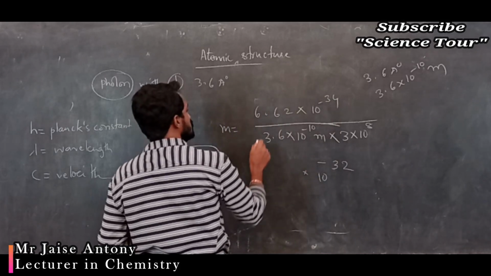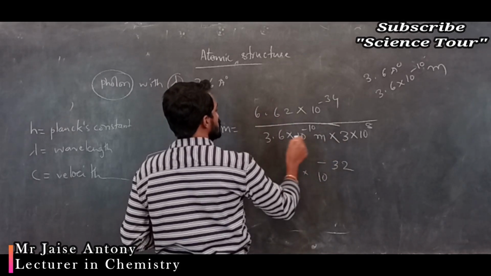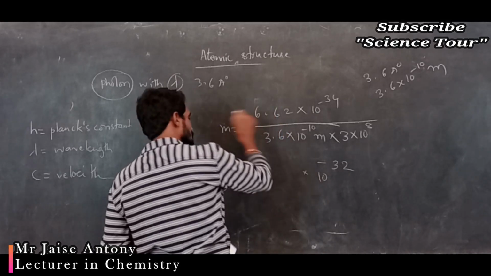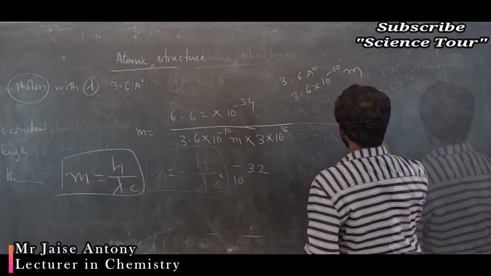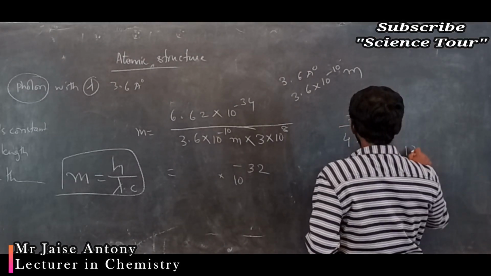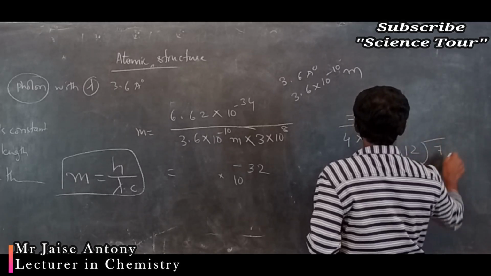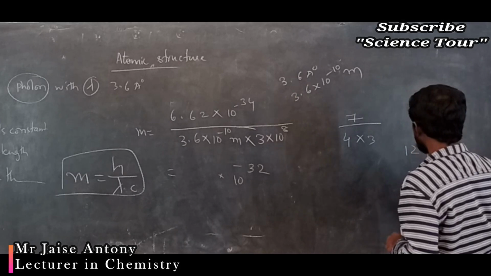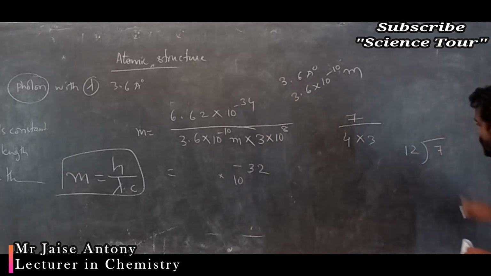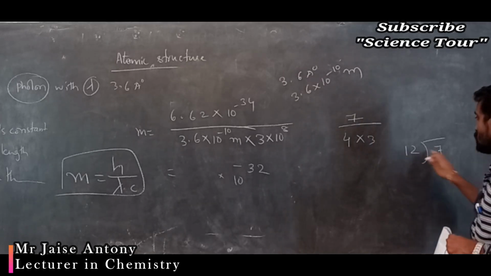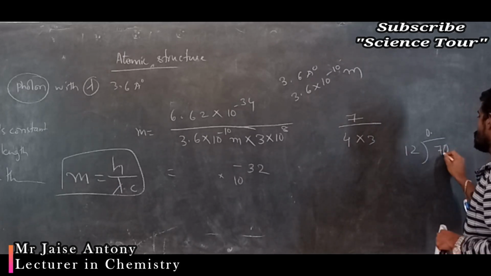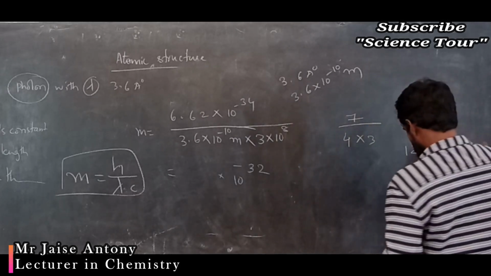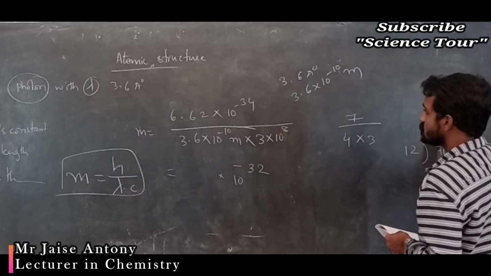We are getting the answer by dividing 6 by 3. 3 into 3. See, this I will consider 4, my dear students. This I will consider 7, because 6.62 is there. 7 divided by 4 into 3, that means 12. 12 divided by 7. It is not possible to divide this one, correct? Is it possible to divide it? So 12, I take a point here, 0 point. Here it becomes 0, correct? 12 ones are 12, 12 twos are 24, 12 threes are 36.